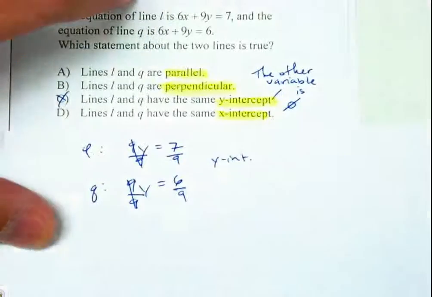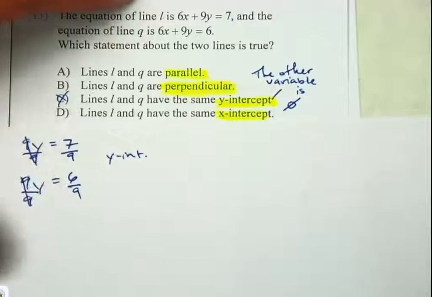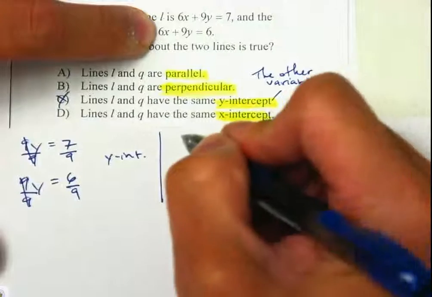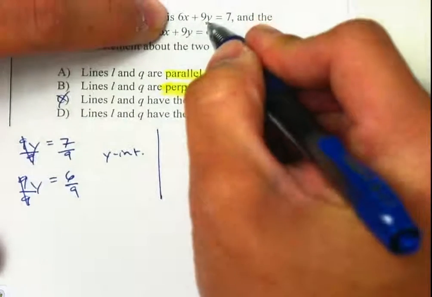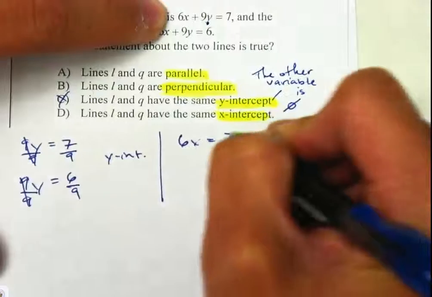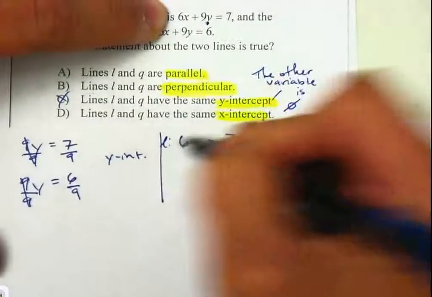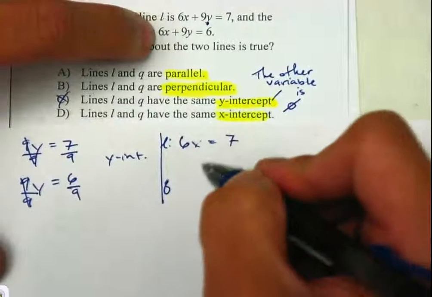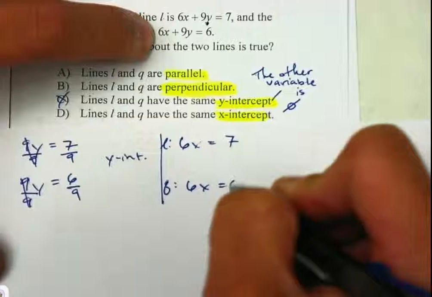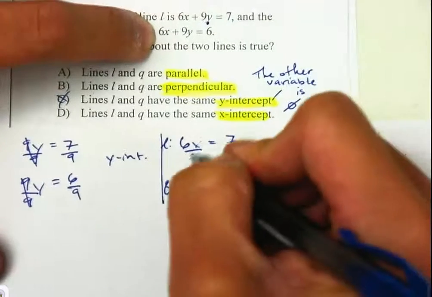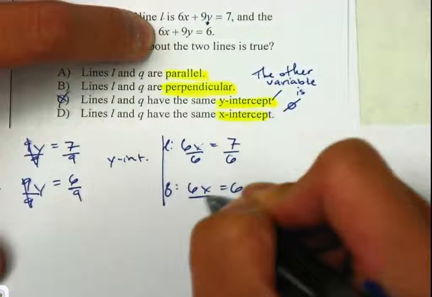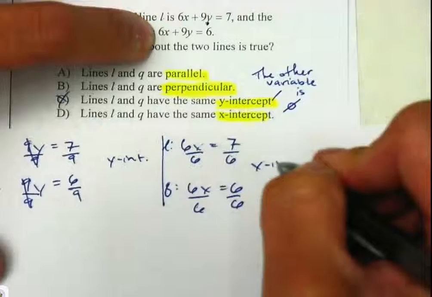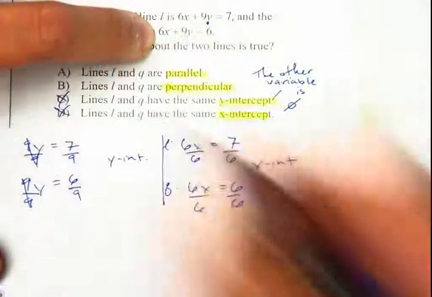Now we do the same thing for the x-intercepts. This time the other variable is our y, so this time we make our y 0. The y's become 0 here, so I'm left with 6x equals 7 for line L. And for line Q, I make the other variable, y, 0 again, so I'm left with just 6x equals 6. Dividing, we see our x-intercepts are again different, 7 over 6 and 6 over 6. So the x-intercepts are not the same either, so it can't be D.